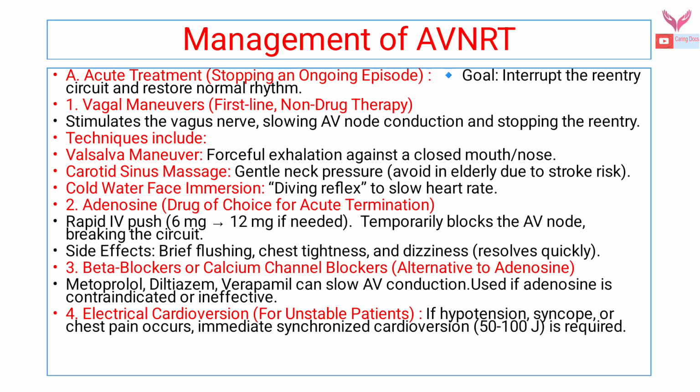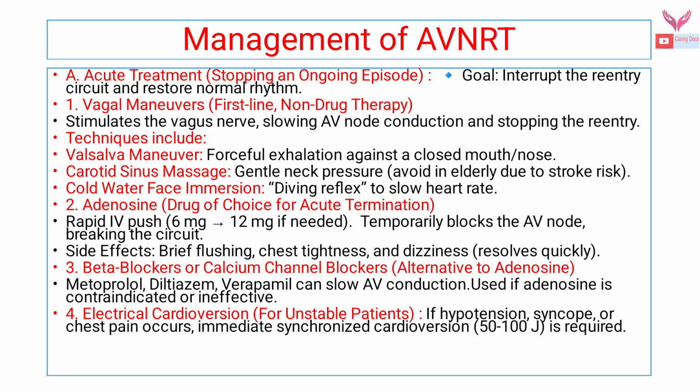For pharmacological treatment, adenosine is the drug of choice. For acute termination, we give a rapid IV push of 6 milligrams. If there is no relief, then we can repeat 12 milligrams. It temporarily blocks the AV node, breaking the circuit. But the side effects are flushing, chest tightness, dizziness, and we have to avoid it in patients with heart block.